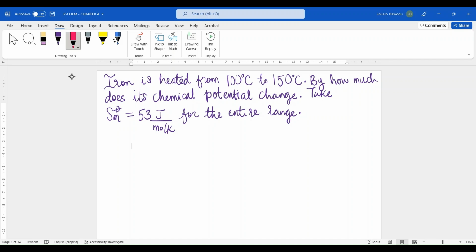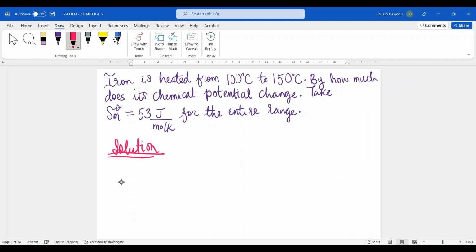Today we're going to be working on the question on the screen that says iron is heated from 100 degrees Celsius to 150 degrees Celsius. By how much does its chemical potential change? Take the standard molar entropy to equal 53 joule per mole Kelvin for the entire range. So the first thing you have to do is this.